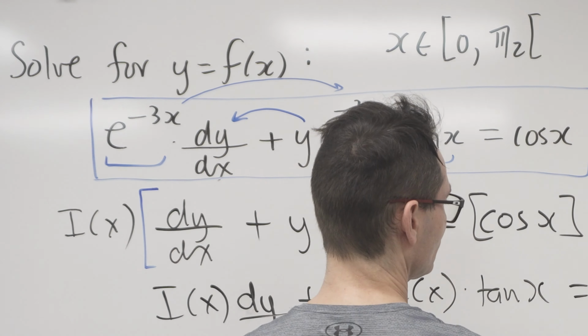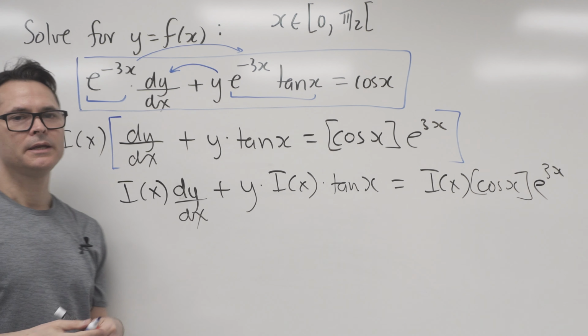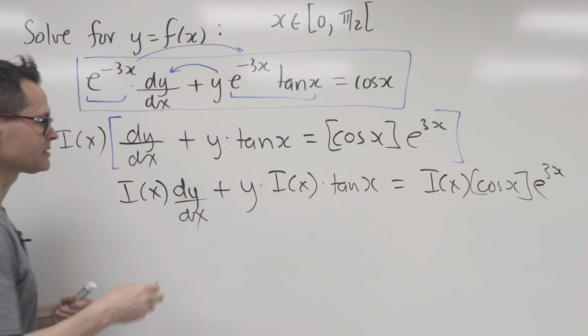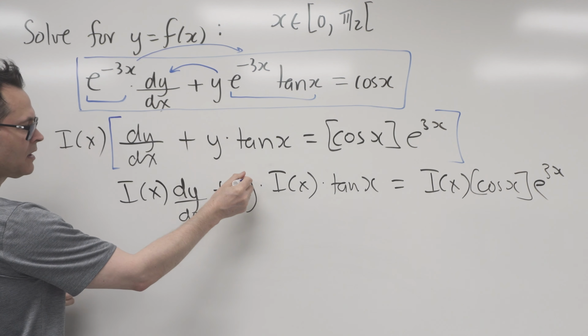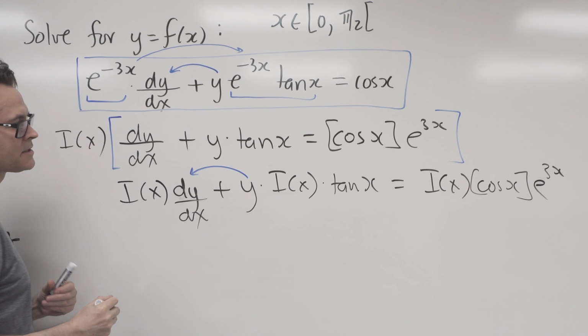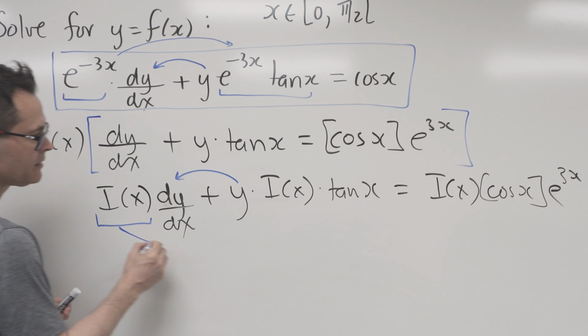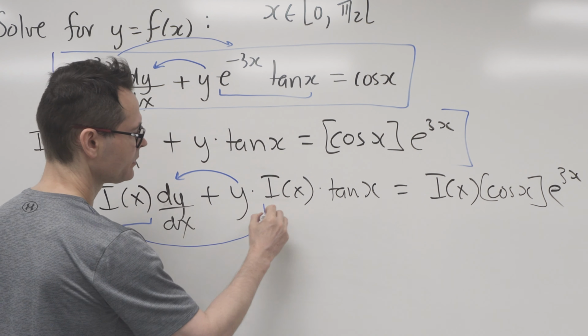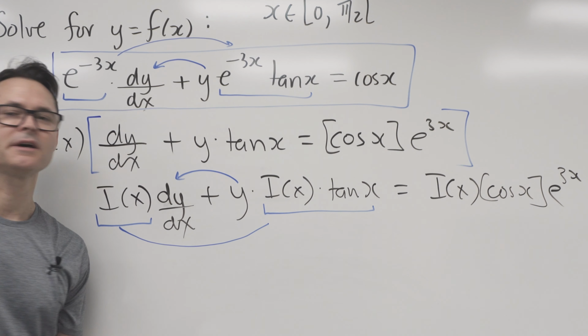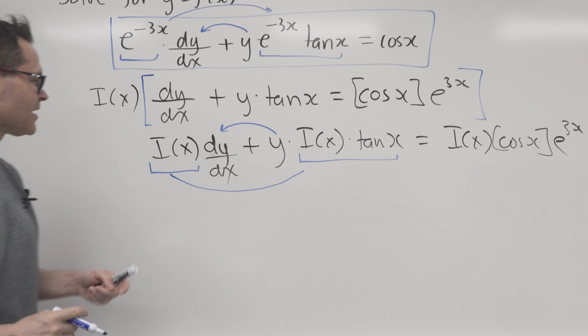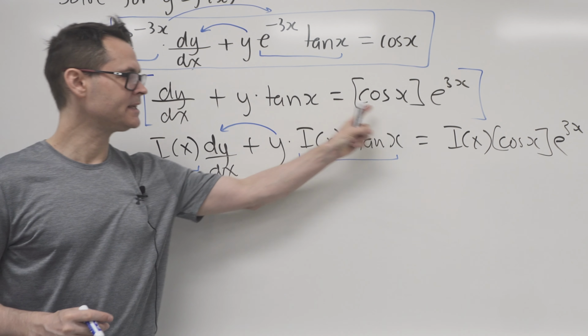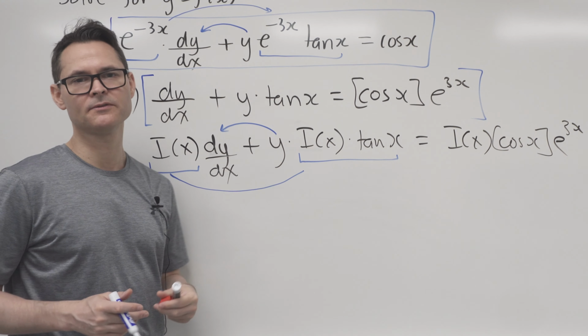And now I'm going to reassess this. So I know that the derivative of y is dy/dx. What I'd really like is that the derivative of I equal to I times tan x. Okay? So the derivative of I, if it gave me this, then I would have the derivative of a product.